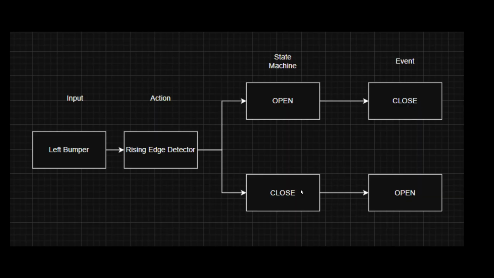But there are some issues with this logic. We'll see that. But here's a nice way to map it out. You have your input, you have your action, your rising edge detector. Inside your rising edge detector, you have your state machine, which will have different states that it's currently in corresponding to different events or states that they will be set to. So open to close, close to open.